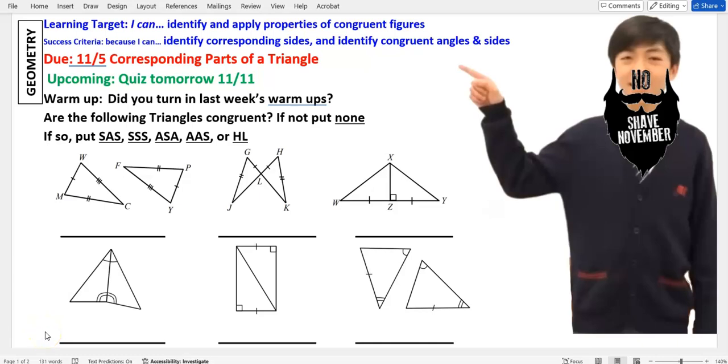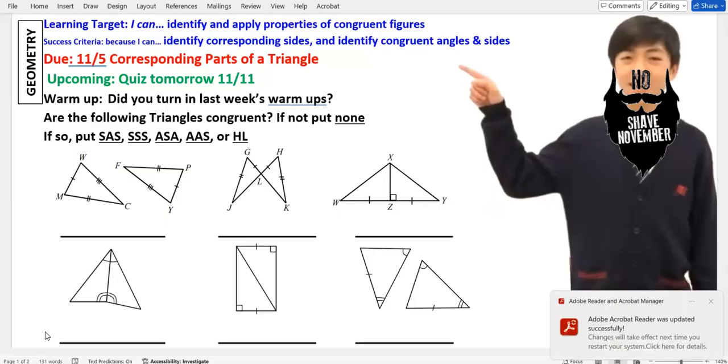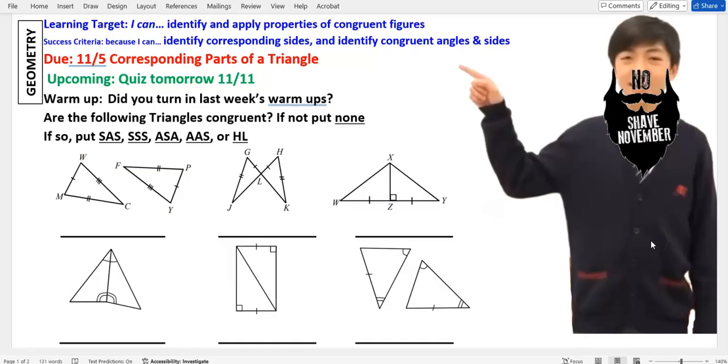I remember the side angle side song. Who was absent Friday? You missed the most fun song. Well, you already did on the way in. Heard it's great. So now remember the dance. Side angle side, side side side, angle side angle, angle angle side. Right.